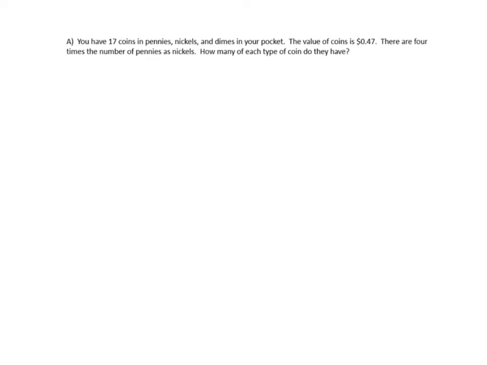So the first thing I notice is I have 3 variables. I have pennies, I have nickels, I have dimes. This means I'm going to have 3 equations. So I'm just going to write out some information for you. I'm going to use P to equal pennies. And if I ask you how much a penny was worth, you'd probably say 1 cent. And if we write 1 cent as a dollar amount, it's 0.01.